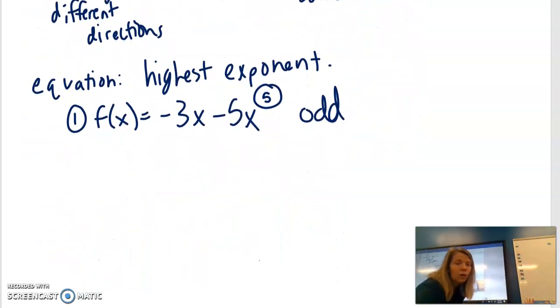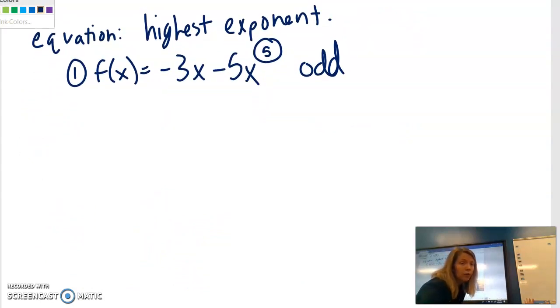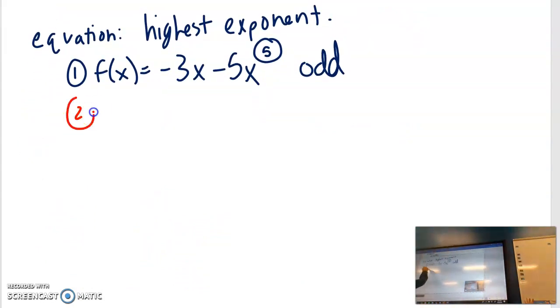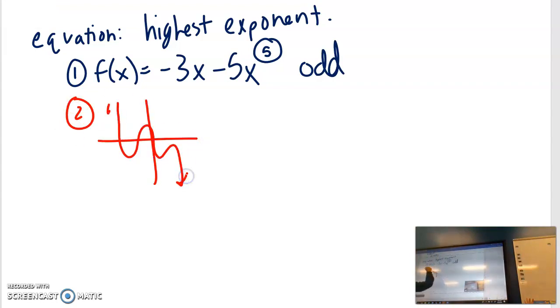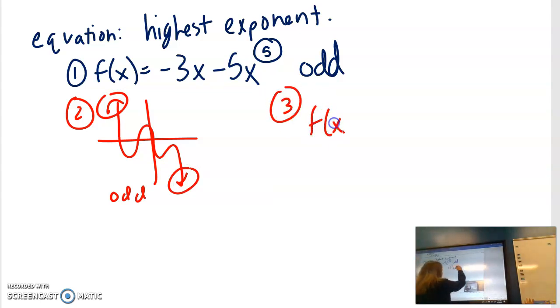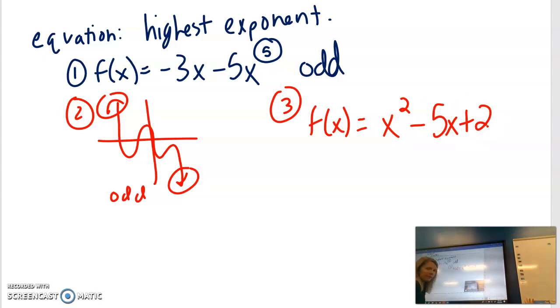Okay, so now, what about if I look at a graph? So example number 2, if I make a quick sketch, would this be an odd function or an even? Well, this would be odd, and the reason being is that the arrows are going in different directions. Okay? Example number 3, f of x equals x squared minus 5x plus 2. Taking a look at this, would this be even or odd degree? Well, you look at the highest exponent, and this would be even.